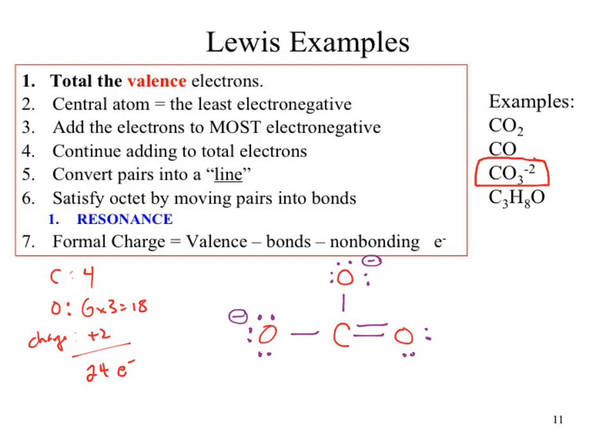If we go back to our 6, to satisfying the octet by moving pairs into bonds, our oxygen on the right shared its electrons with the carbon. Did I have to pick that oxygen? No. Any source of electrons, in particular lone pairs, can be moved in.